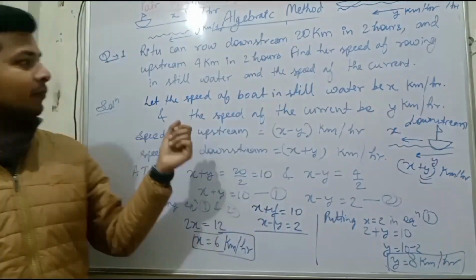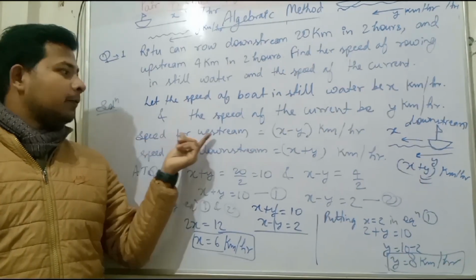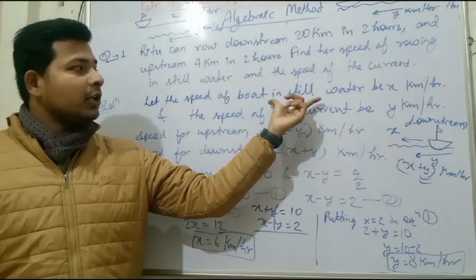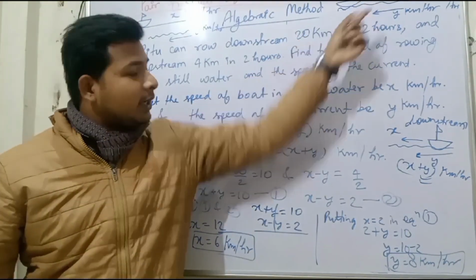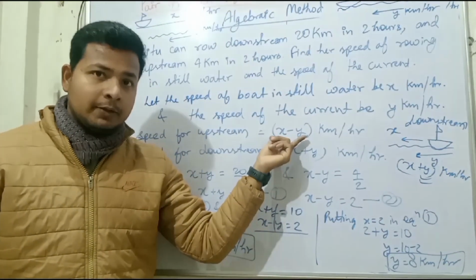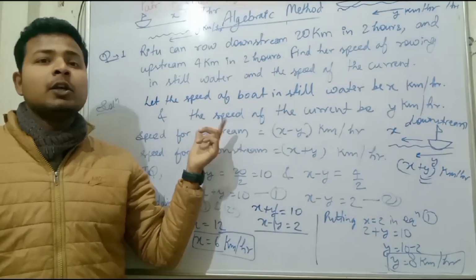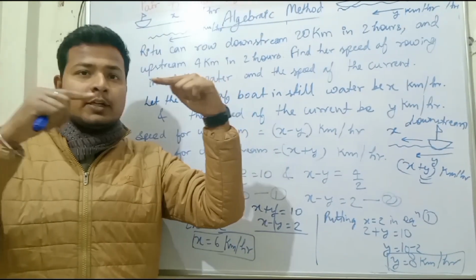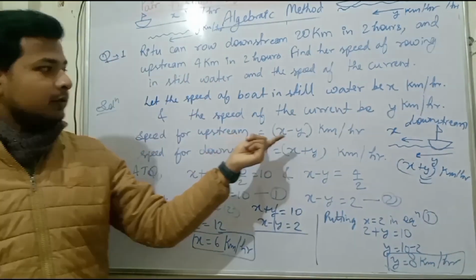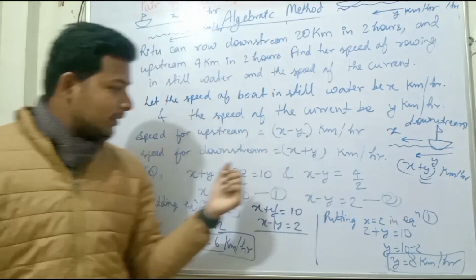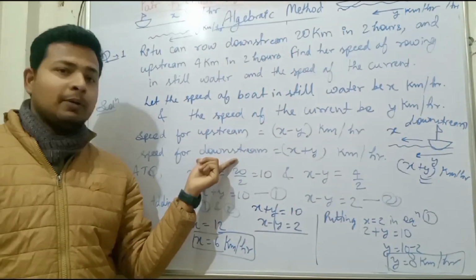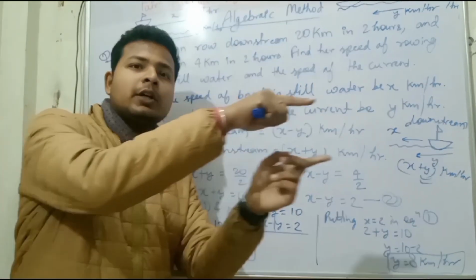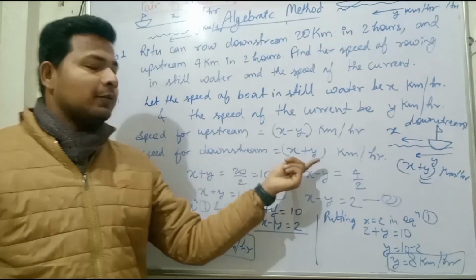the question. Okay. Now, if we are going upstream, then our speed will be speed of boat minus speed of the current. Why? Because upstream means the current and the boat are traveling in opposite directions. At that time you have to subtract, that is x minus y. And for the downstream, both the boat and the current flow in the same direction. At that time we have to add them.